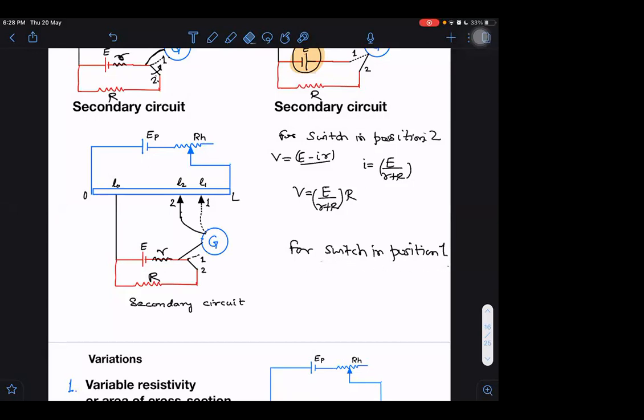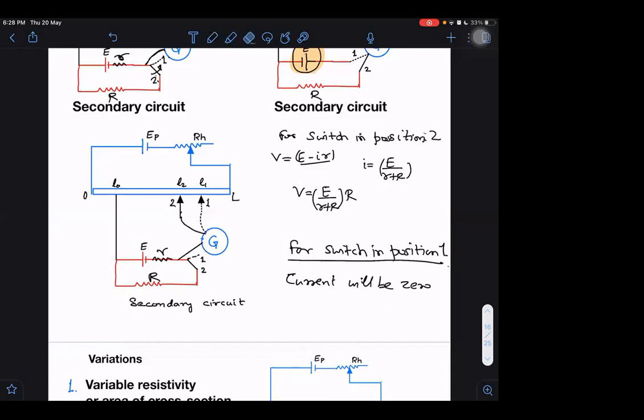Okay, right. So when the switch is in position 1, then this galvanometer jockey will also be in position 1. It will automatically become position 1. Why will it come in position 1? Because null deflection will not be obtained for a lesser length then. Why will null deflection not be obtained for a lesser length? Because when switch is in 1, then current will be 0 in the secondary circuit.